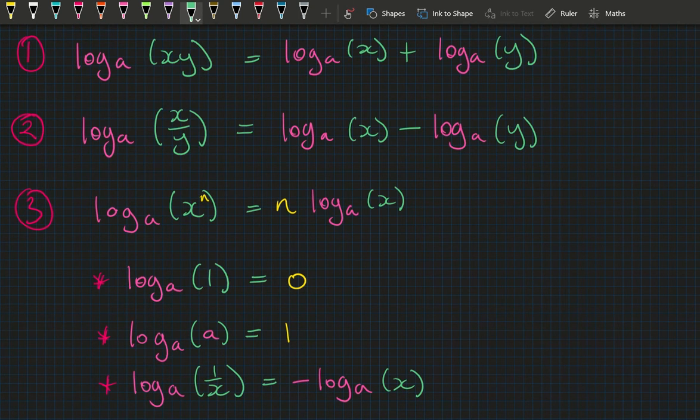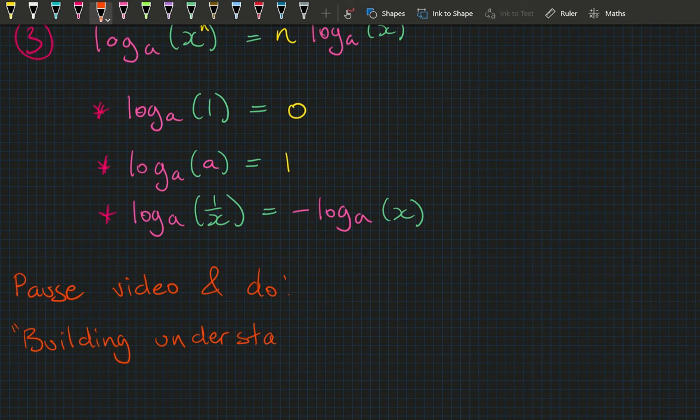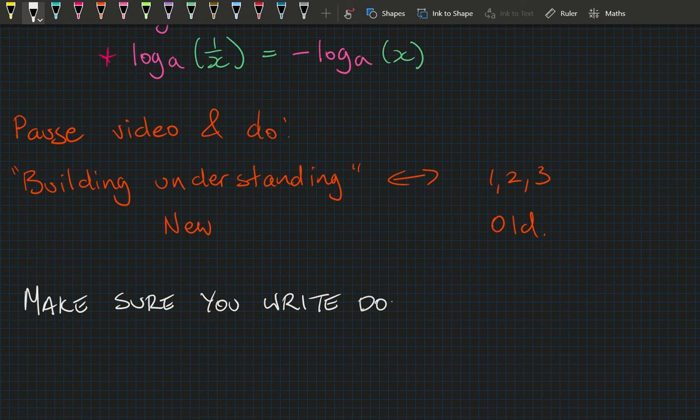So please, as we always do in a topic like this, pause the video and do the building understanding questions in the new book, which translate to questions 1, 2, and 3 in the old book. And as I said, I'm assuming that you've written down those laws or memorized them. If you haven't, make sure you write down those laws. All right, I'll see you in the next section.